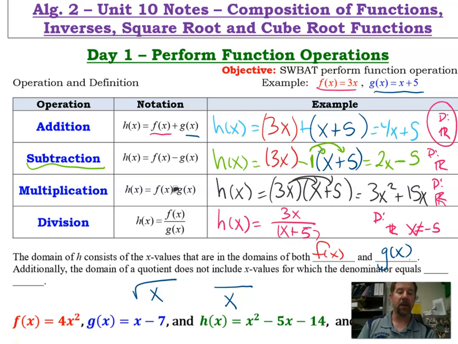So additionally, the domain of the quotient does not include x values where the denominator equals 0. That's what's going on right there. I don't know why the blank is split up in two parts. It's just where the number is not equal to 0. All right, let's do some of these and move on.